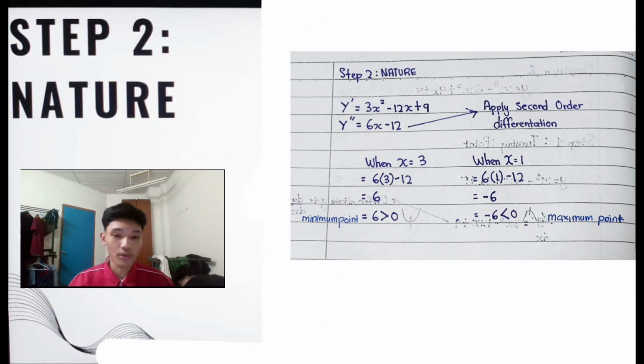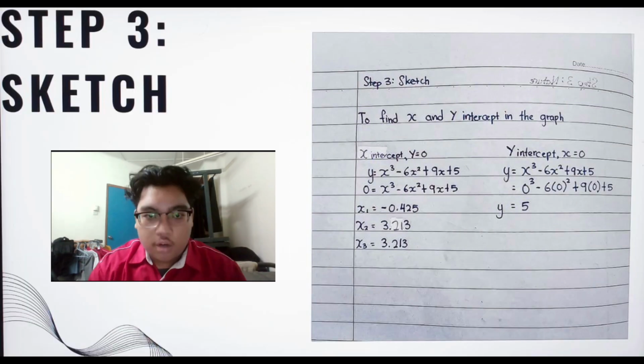When x equals 1, we replace x in the second order derivative. 6 multiplied by 1 minus 12, we get negative 6. When the value is less than 0, we get a maximum point, where the curve looks like a sad mouth. Now we are moving on to step 3, which is sketch. Just now, my friend already showed how to find the turning point and nature.